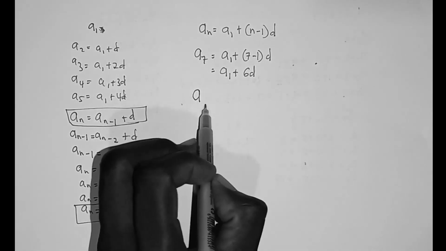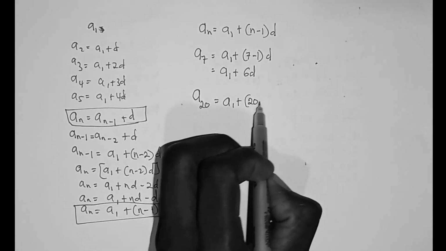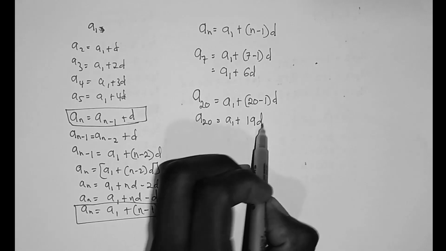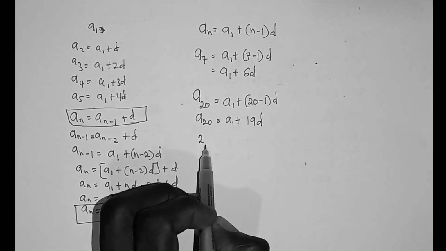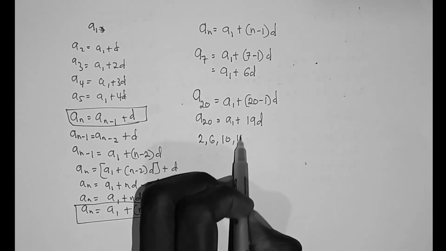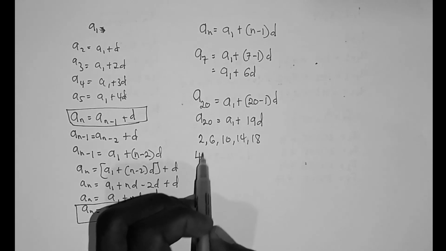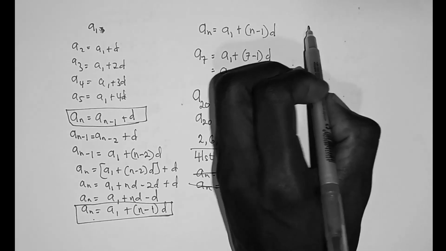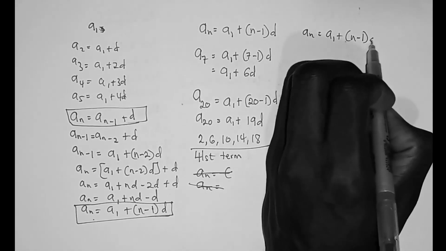Then let's find A20. A20 will be A1 plus, then n is 20, so (20 minus 1)d. So A20 is equal to A1 plus 19d. So let's solve this question. Let's take this sequence, which is 2, 6, 10, 14, and 18. The question says that we should find the 41st term of this sequence. An is equal to A1 plus (n minus 1)d.